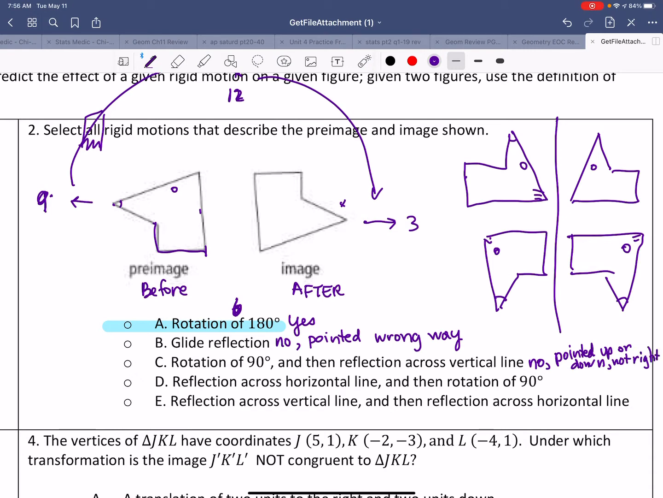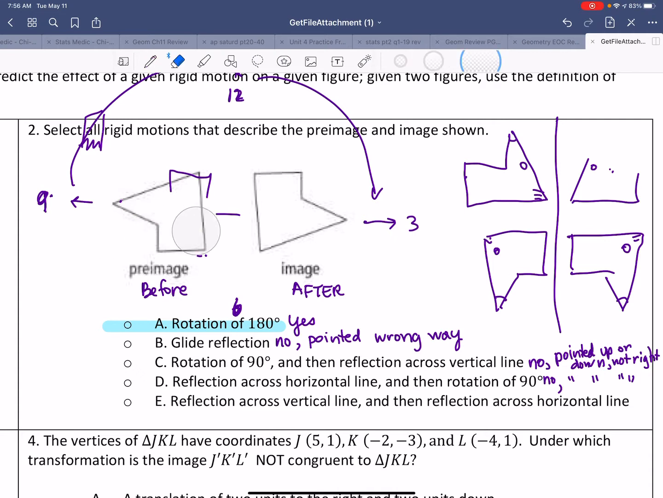What about a reflection across a horizontal line and then a rotate 90? So let's start over again. If I reflected it across a horizontal line, that's flipping it over. So its nose would still be pointed the same way, but it would just be the upside down dog, right? Reflect across a horizontal line, rotate 90, it would be pointed up or down. No, it would be pointed up or down, not right.